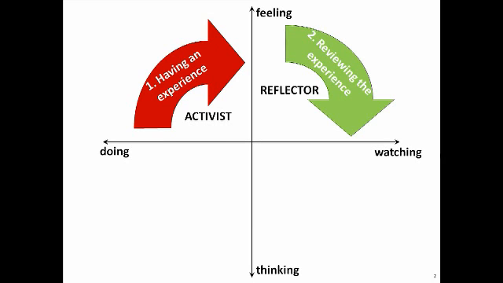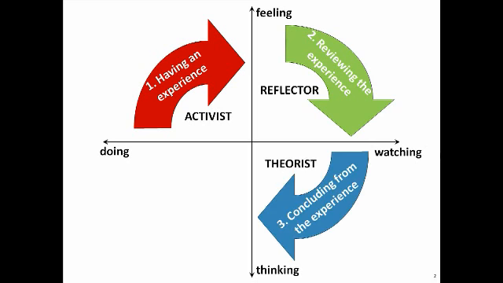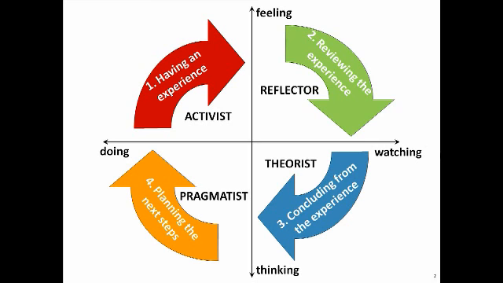And then we progress to reviewing the experience, and they call that being a reflector. And then from there we move to concluding from the experiences, being a theorist, and then the final quadrant, being a pragmatist and planning the next steps. There's a key word here, experience. And I'd like to suggest that we can use everyday engineering examples to give students those experiences.